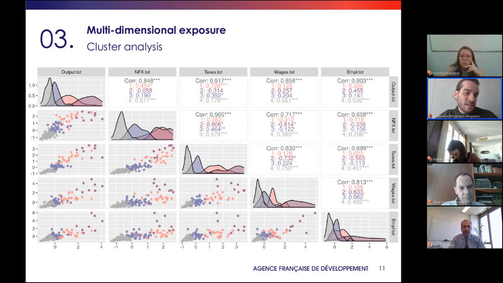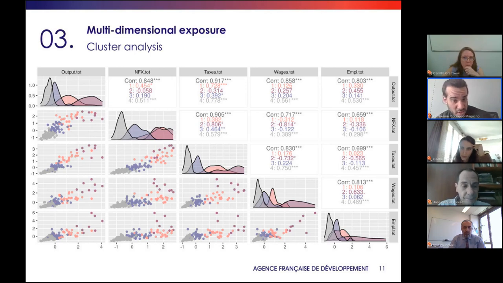And as you can see, predominantly in the second graph from the left to the right, the pink and the purple coincide, which means that the pink tend to have more external exposure, depending on these industries for generating and raising foreign exchange, while the other groups are high, medium, and low exposure.